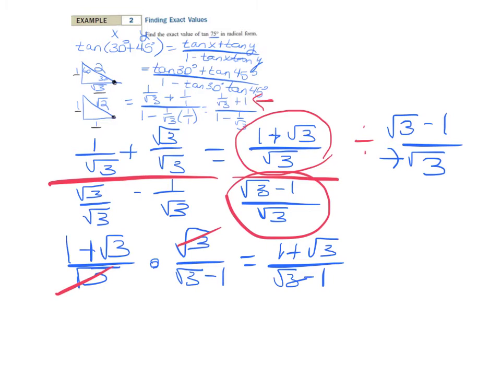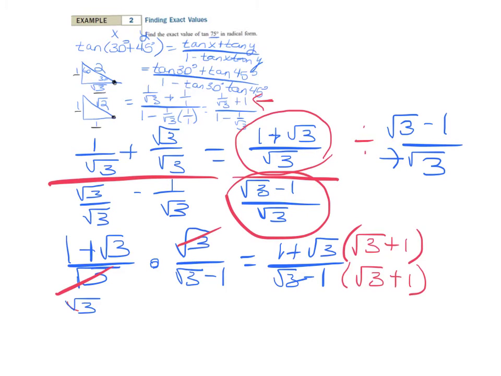So really what you should do is get rid of that radical. In order to do that, you would want to multiply by the square root of 3 plus 1, and the square root of 3 plus 1. What you do to the bottom, you have to do to the top. Don't be prejudiced.